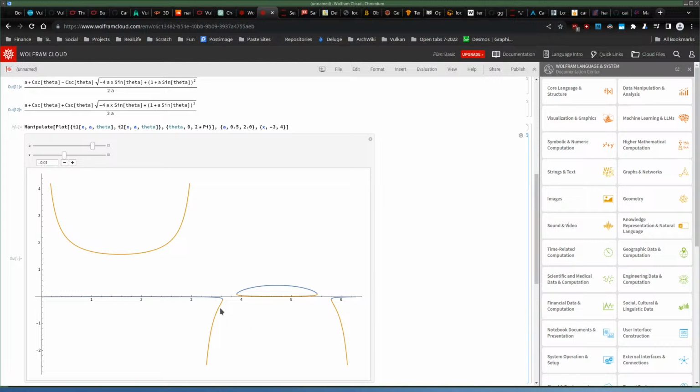I mean, for example, at this theta, there are two solutions that both have a negative t. How is that even possible?